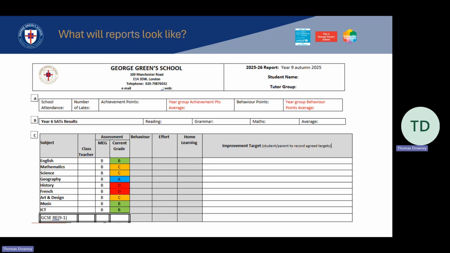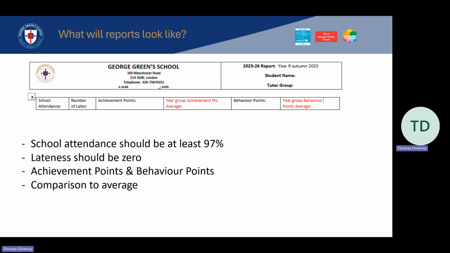In order to keep parents informed about the progress of their son or their daughter, there will be 2 academic reports per year. The reports will look like this and will have a range of different pieces of information on them. Firstly, at the top of the report, you will see a range of different data that comes from our system that's really helpful in telling us how students are getting on.